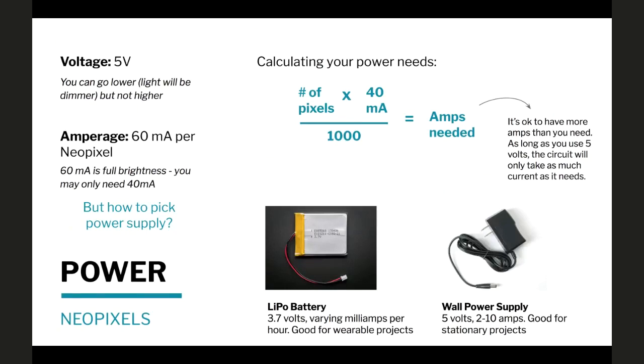But we usually don't need full brightness, so we can just calculate our power needs by saying maybe we have 10 pixels that need 40 milliamps, and we divide that by 1,000, and that gives us the number of amps we need. We can use that to determine if we want to use a LiPo battery or the wall power supply. Again, you can figure this out. If you decide to use NeoPixels, there are more guided examples on Adafruit's learning management system.